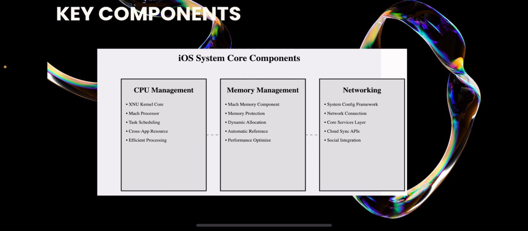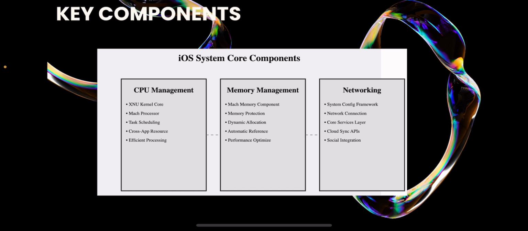Now for the core components, first we have CPU management. iOS utilizes the XNU kernel, which is responsible for CPU scheduling and management. The Mach component of the kernel handles processor resources, including CPU usage. It manages task scheduling, ensuring efficient use of the device's processing power across various applications and system processes.